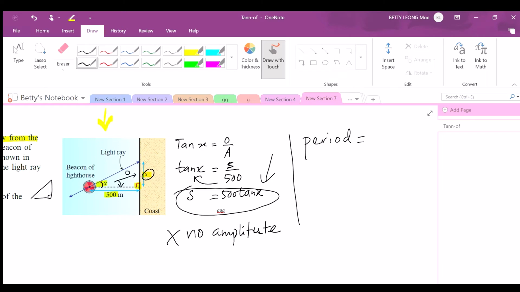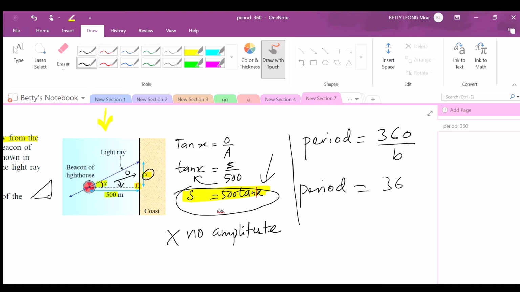Period, the next one you are asked to find the period. Period, you have a formula 360 over b. And from this graph, what is your b? In the previous exercise you were asked to find your period. Next to x, before x, is the number. Actually the number is 1 here. So your period is actually 360.